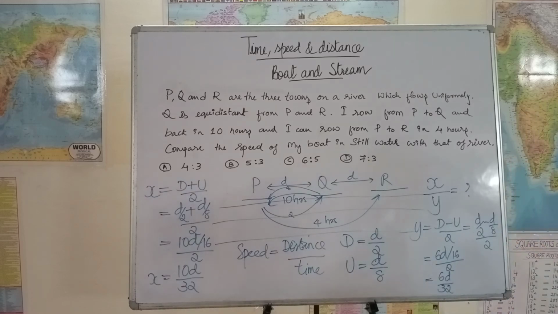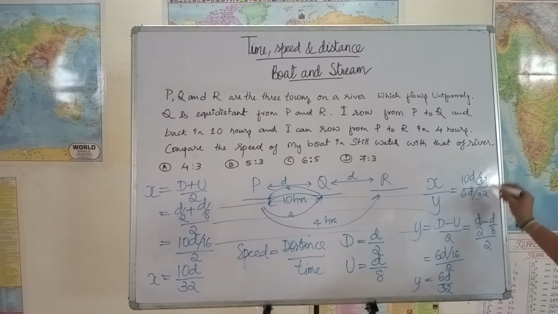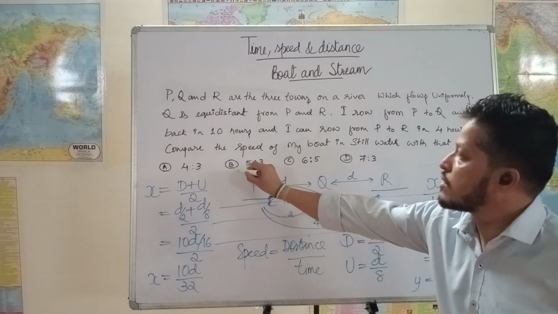Now we need to find the ratio of x by y. x is 10d by 32 and y is 6d by 32. Both the denominators get cancelled and both the numerators will remain. d gets cancelled. 2 5s are 10 and 2 3s are 6, so it is equal to 5 by 3, and 5 by 3 is the right answer.